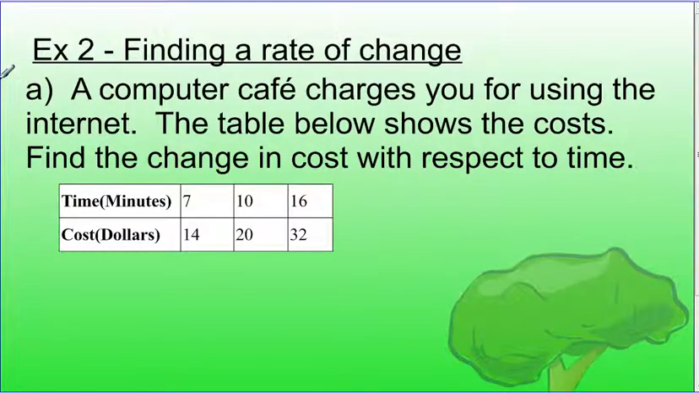So here it says a computer cafe charges you for using the internet. The table below shows the cost. Find the change in cost with respect to time. Okay, so we're still going to be finding slope. So let's start with that. M equals y2 minus y1 over x2 minus x1. And you might be asking yourself, hey, there's no x's or y's, so what do I do? Well, when you're doing this, we can find our y's and our x's.